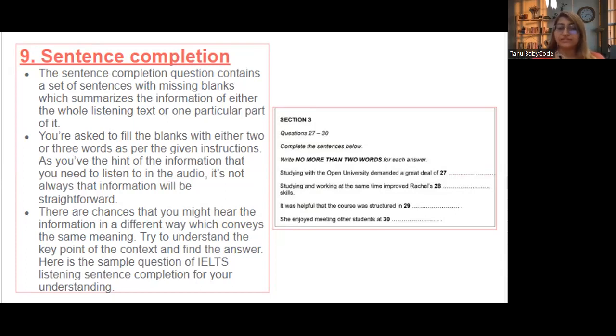It's not always that the information will be straightforward, it will be paraphrased. So there are chances that you might hear the information in a different way which conveys the same meaning. That means it can be paraphrased. So try to understand the key point in the context and find the correct answer. You can see the question here, no more than 2 words, and you have to complete the sentences here. So make sure that you are listening to the audio very carefully and focusing on the key meaning here.